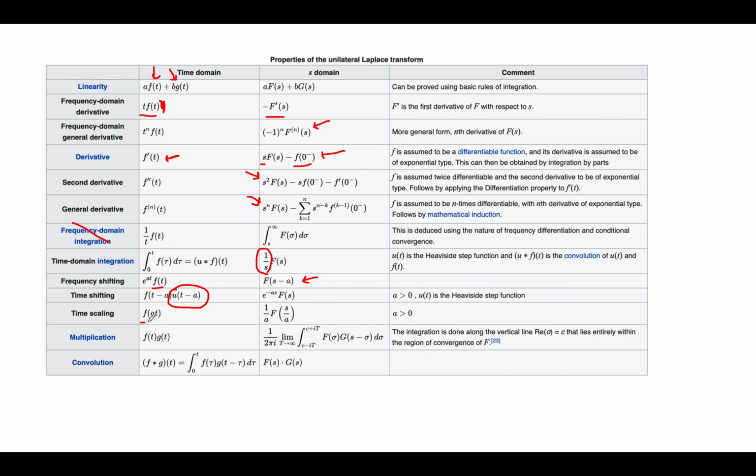Time scaling is shown here. This is one that I personally don't use a whole lot in my class.